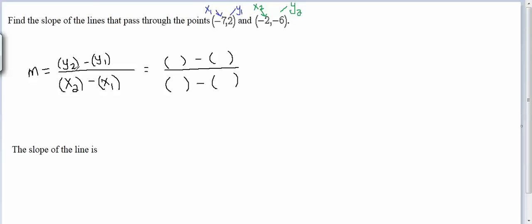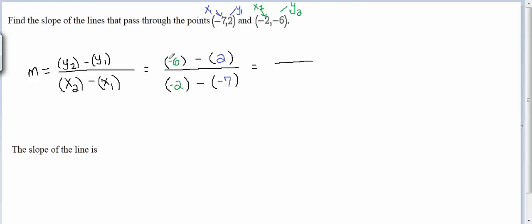Now as I go to my formula, the first thing I need to plug in is y2. So that is a -6. And while I'm at it, why don't I plug in my x2? That goes right underneath the y2, and that will be a -2. And now let's plug in those other values. I need a y1 in this position. My y1 is 2. My x1 is a -7. So now I have the values all plugged in. Now let's calculate it out.